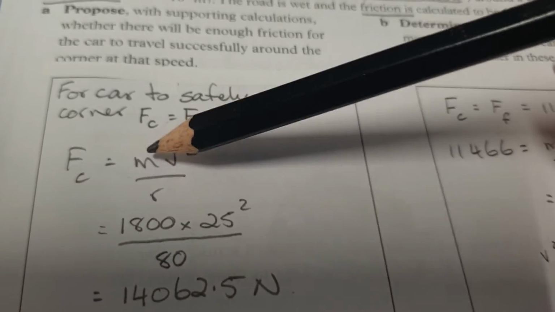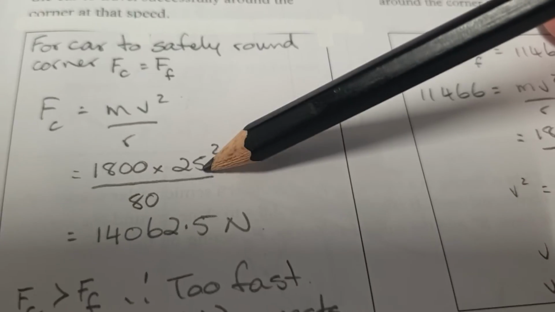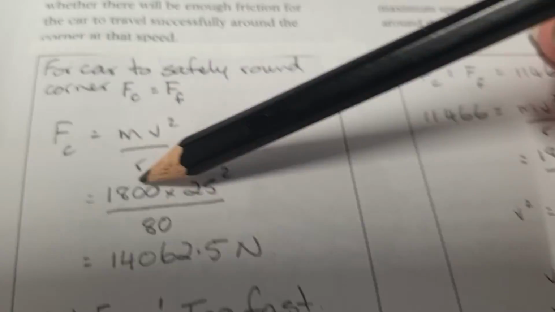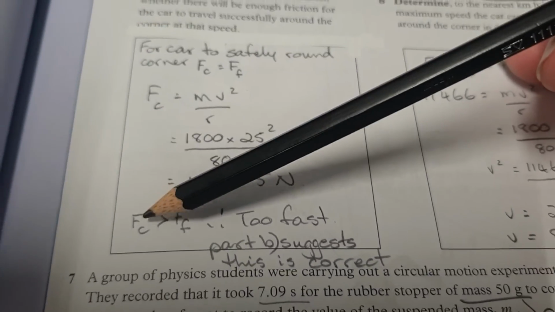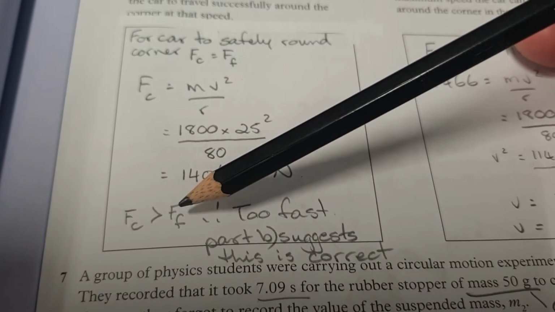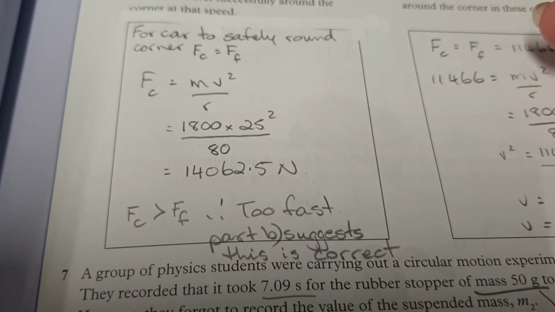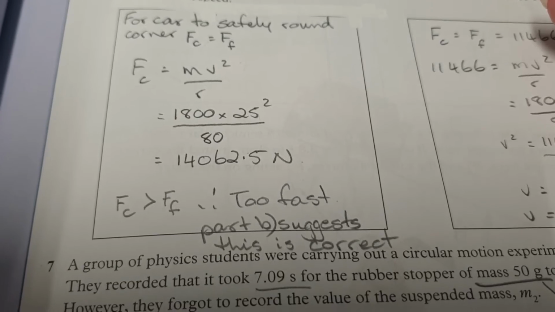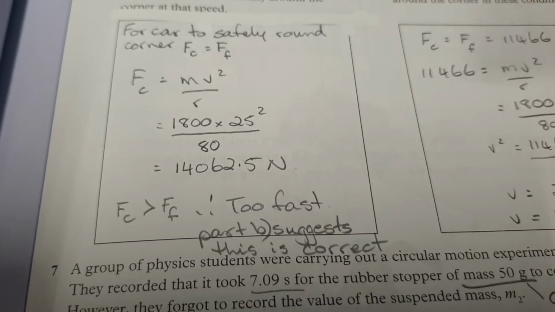So centripetal force, mv squared on r. We're using the velocity in metres per second, and we get that. So the centripetal force is greater than the frictional force. So it's too fast.